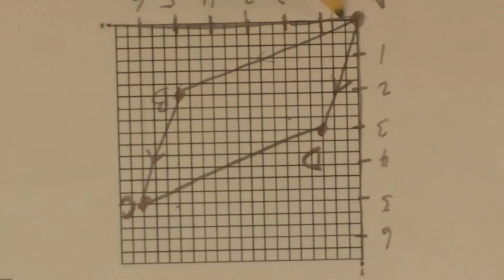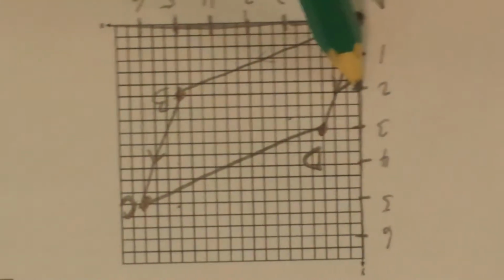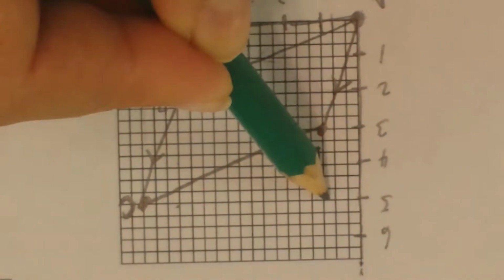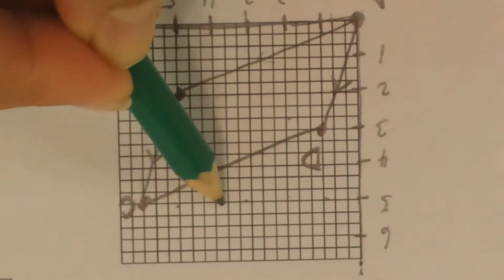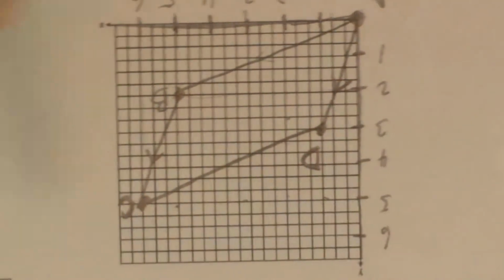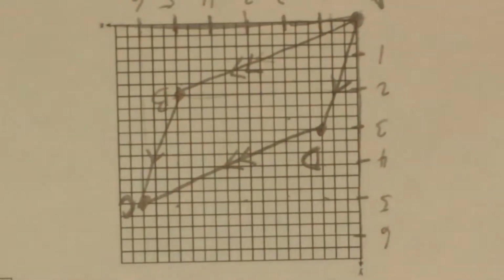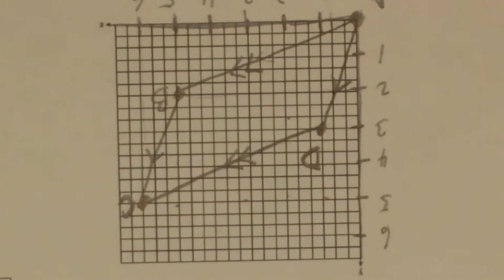Rise from A to B and then run. So rise 1, 2, and then we're going to run 5. So rise from here, rise 1, 2, and then we're going to run 1, 2, 3, 4, 5. Okay, perfect. So that is parallel to that. It's a parallelogram. Okay. It said justify mathematically the slope you have is a parallelogram.